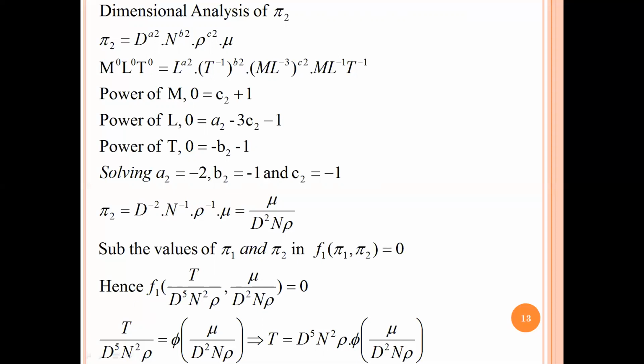This can be written as, okay, I'm taking it out. Remember, I had taken it in, now I'm taking it out. So I can write T divided by D to the power 5 N square rho is equal to a function of mu divided by D square N rho. If I take these terms to the right hand side, I've got torque is equal to D to the power 5 N square rho into a function of mu divided by D square N rho.